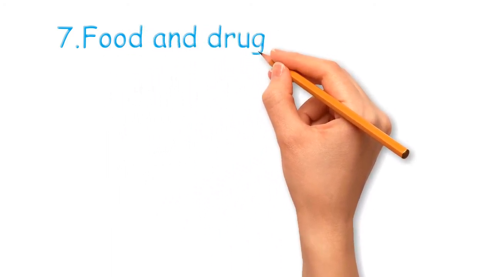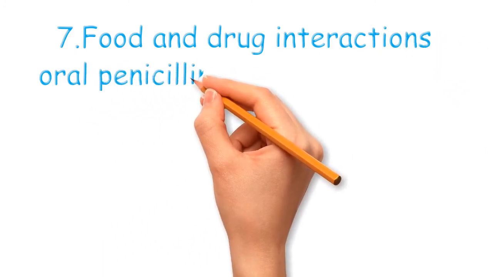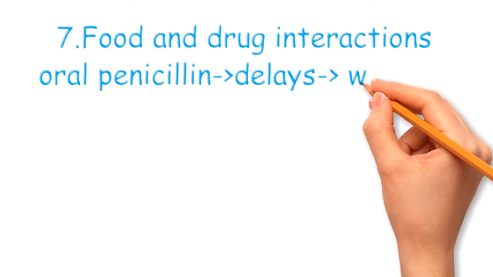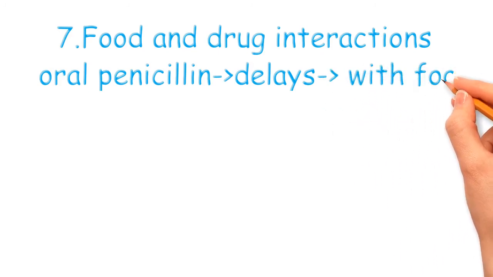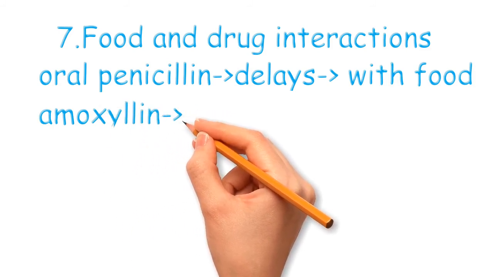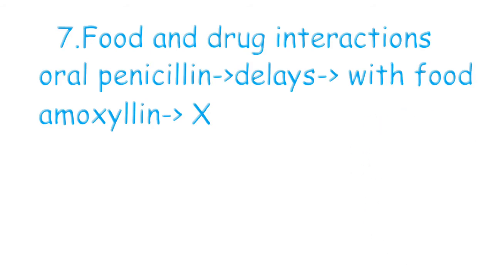Foods and drug interactions also have impacts on drug absorption. As an example, oral penicillins act best when given on an empty stomach because the presence of food will delay the drug absorption. However, foods do not interfere with some drugs. Amoxicillin absorption has no interference with food.